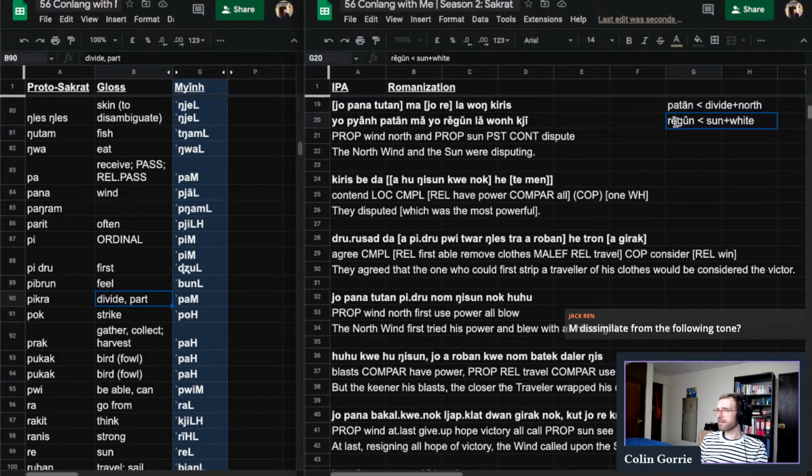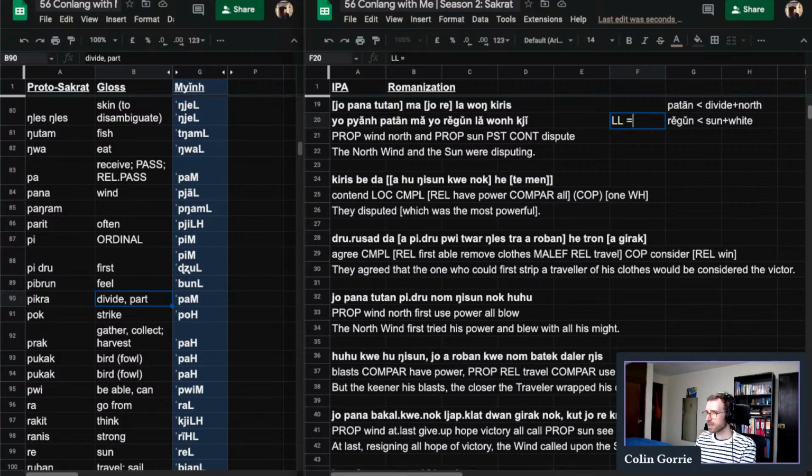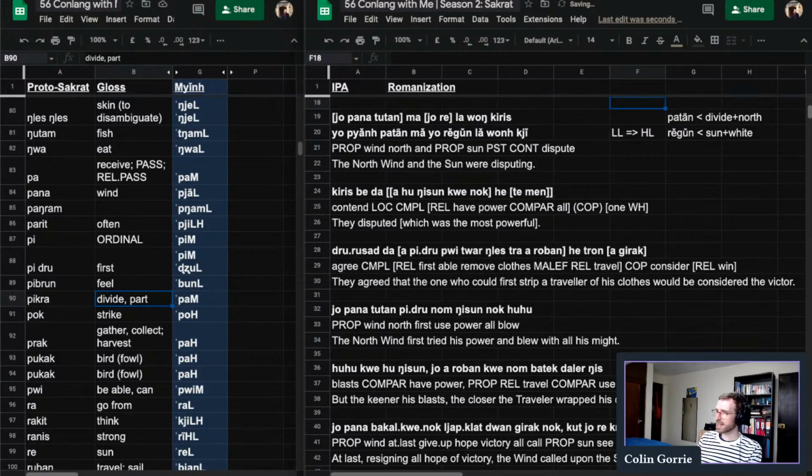And then we might have LL, so regun is LL. It might go to HL to dissimilate like that. MH goes to LH. So the idea is that whatever you have, you're going to have the opposite in all of the previous syllables of the compound. And so essentially what we're doing is we're just eliminating contrasts in the non-head syllable of the compound. That would be the idea there.